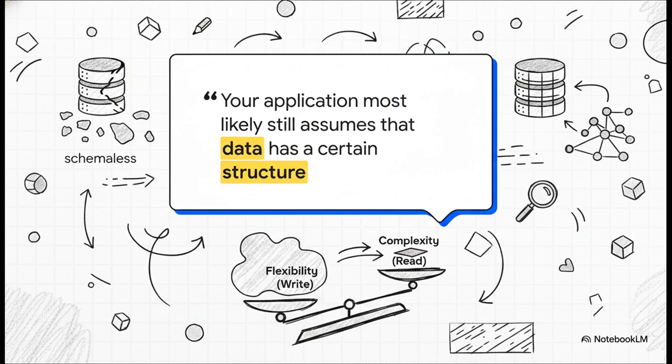I mean, if the code expects a numerical integer to calculate a total, but the database hands back a text string because there were no rules enforced on write, the application is going to crash. The structural responsibility simply shifts from the strict database engine to the complex application codebase. Whenever an architect chooses a tool from the data model landscape, they are always balancing the ease and flexibility of writing data quickly against the rigid complexity of safely reading it later.